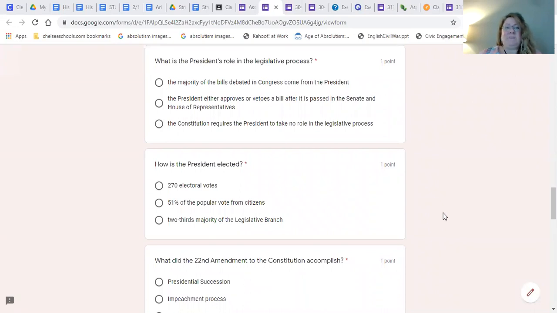Next question. What is the president's role in the legislative process? The majority of the bills debated in Congress come from the president. The president either approves or vetoes a bill after it is passed in the Senate and House of Representatives. The Constitution requires that the president take no role in the legislative process.